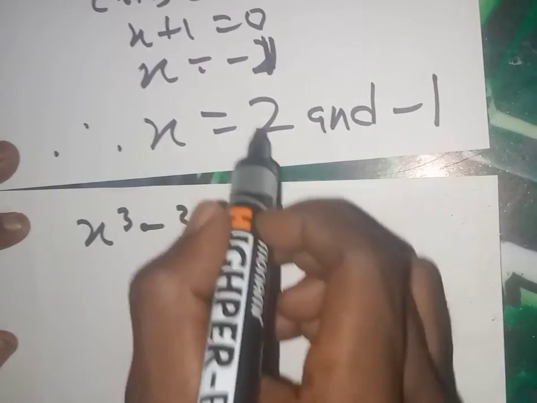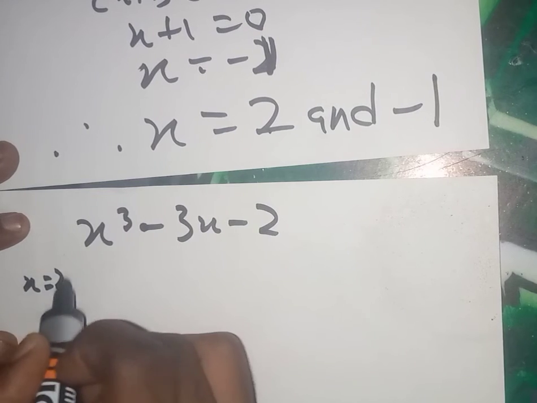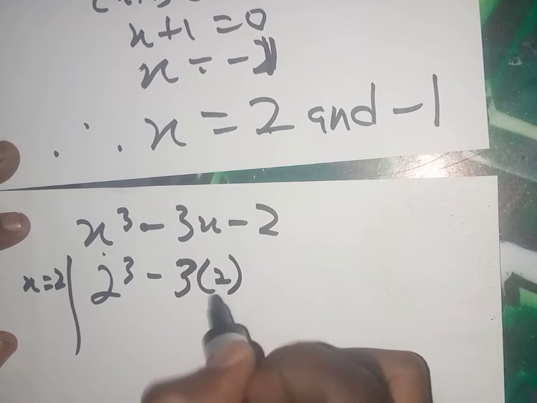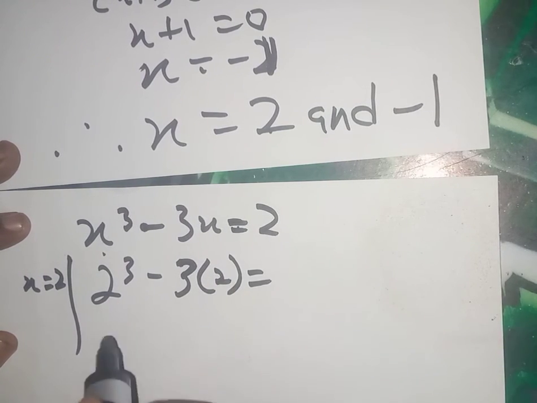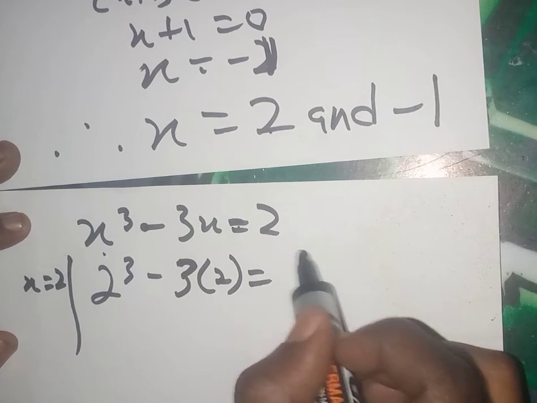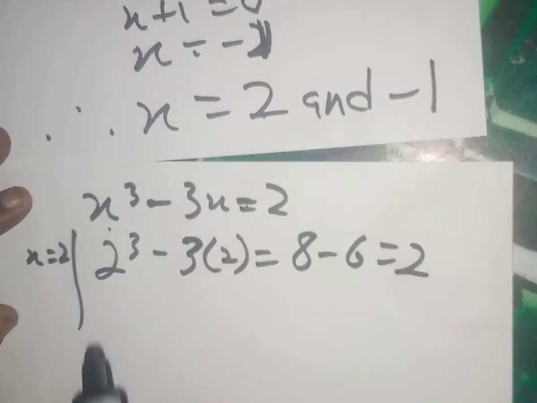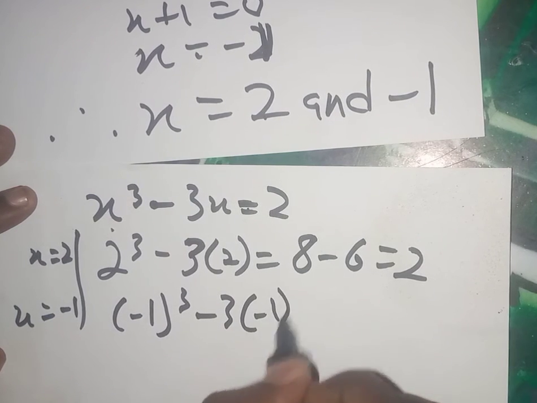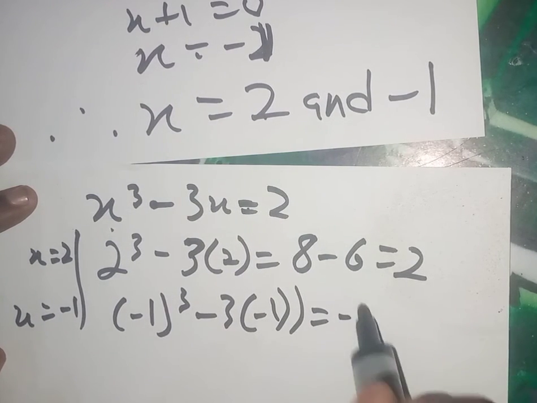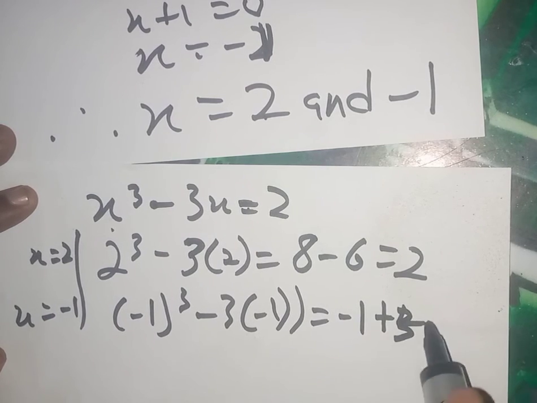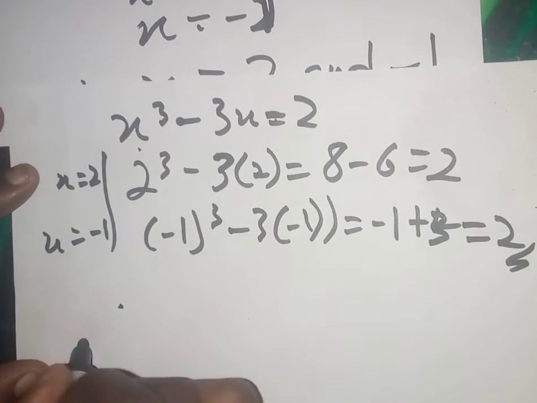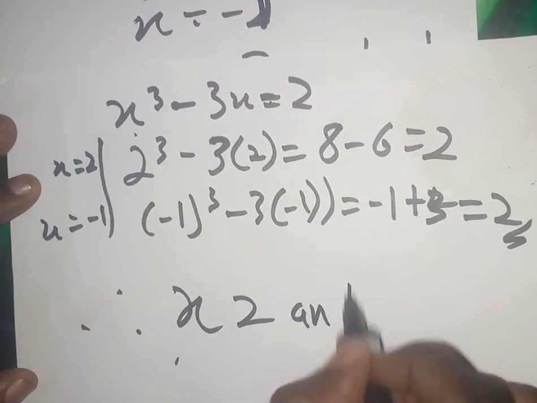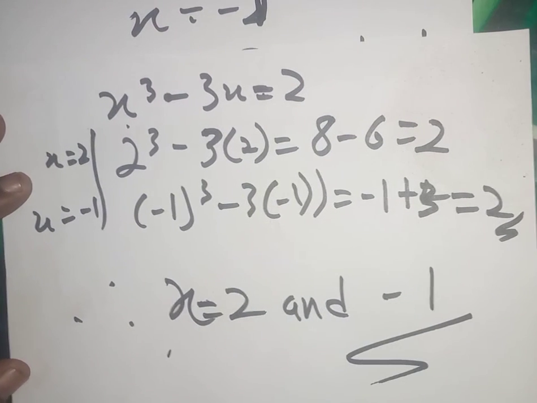If that is the case, then substituting s equal to 2 in this case, we have 2 cubed minus 3 times 2. We are going to see whether it will be equal to 2. So we realize that we just have 8 minus 6, which is basically equal to 2. Now if s equal to negative 1, we have negative 1 cubed minus 3 multiplied by negative 1. In this case we have negative 1 then plus 3, which is equal to 2 also. So therefore we can strongly conclude that s equal to 2 and negative 1 in this case.